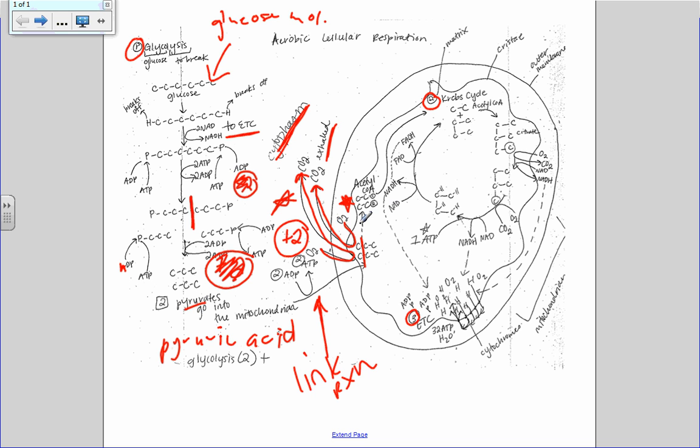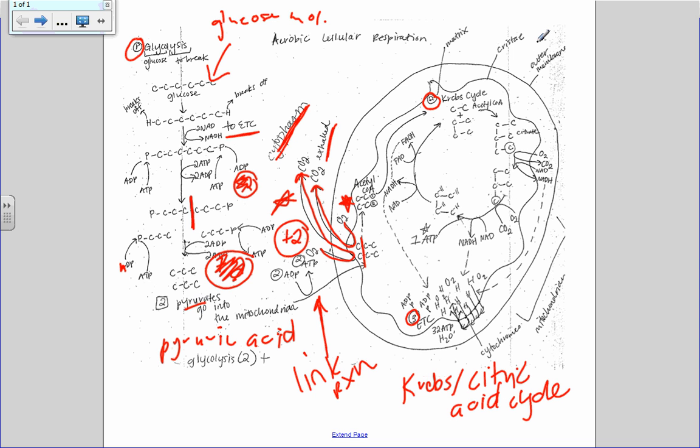Does anyone remember another name for the Krebs cycle? I'm sorry. Remember me calling it the citric acid cycle too when you were a freshman, maybe? I don't. Okay, so the Krebs cycle is also known as the citric acid cycle. So maybe make a note of that. Citric acid cycle.